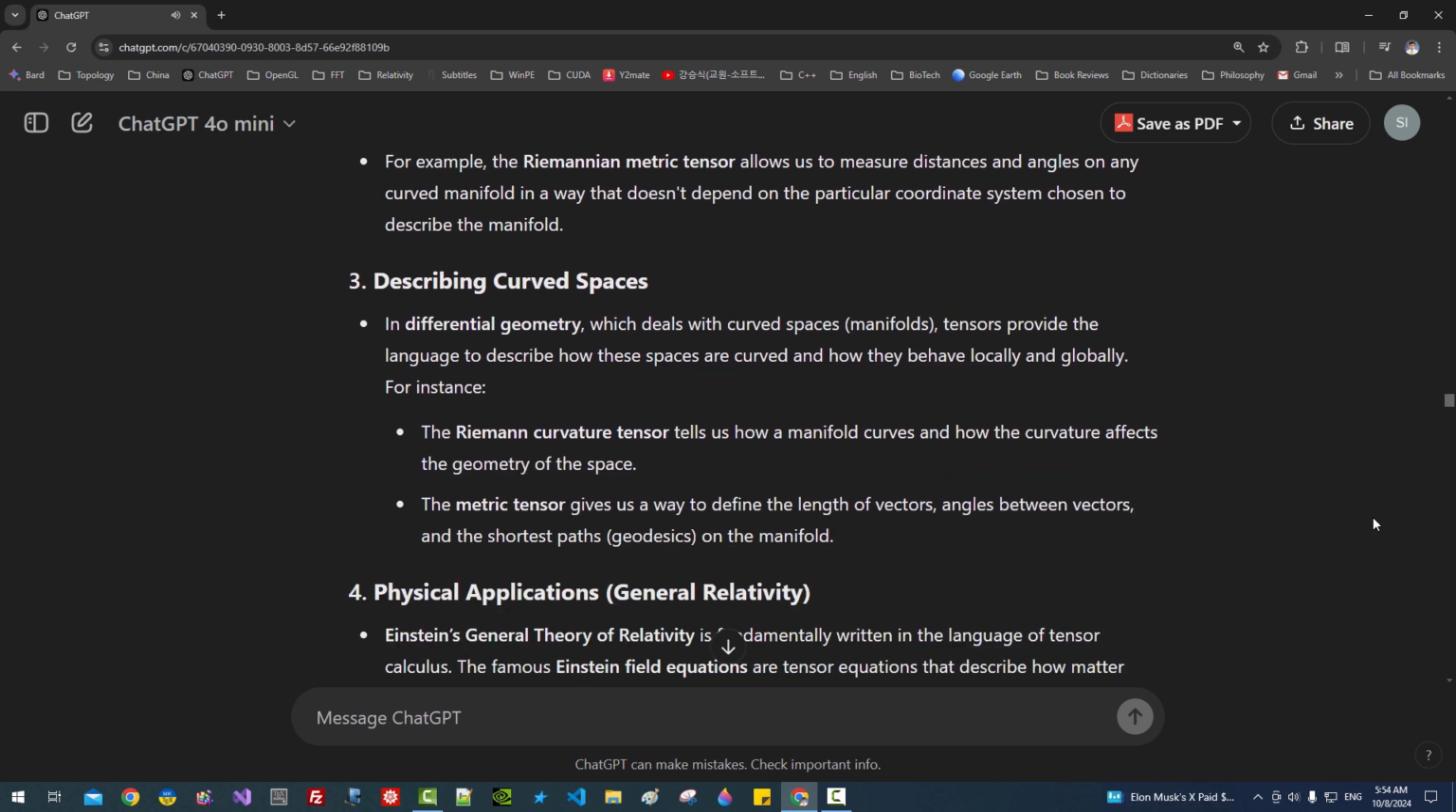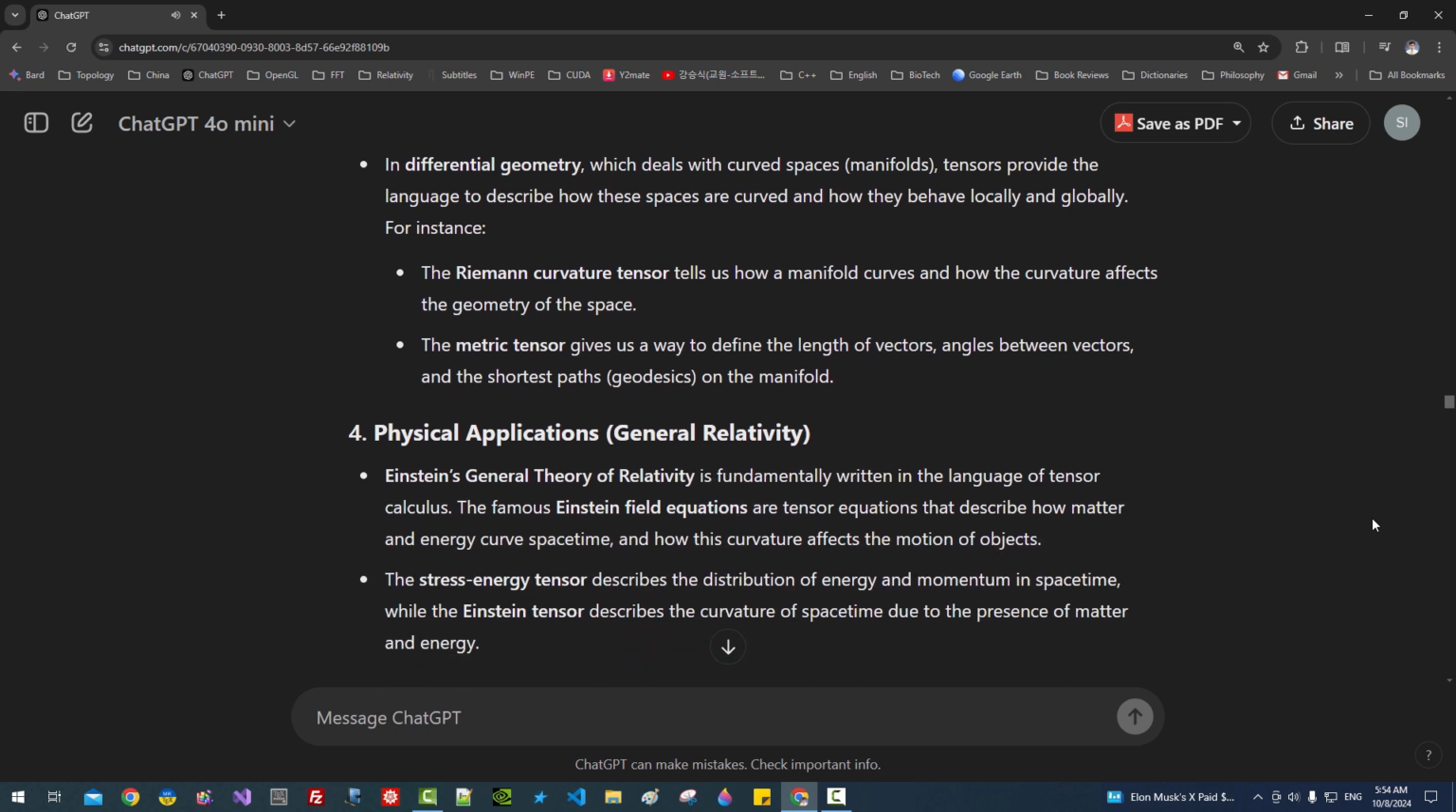3. Describing curved spaces. In differential geometry, which deals with curved spaces, manifolds, tensors provide the language to describe how these spaces are curved and how they behave locally and globally. For instance, the Riemann curvature tensor tells us how a manifold curves and how the curvature affects the geometry of the space. The metric tensor gives us a way to define the length of vectors, angles between vectors, and the shortest paths, geodesics, on the manifold.